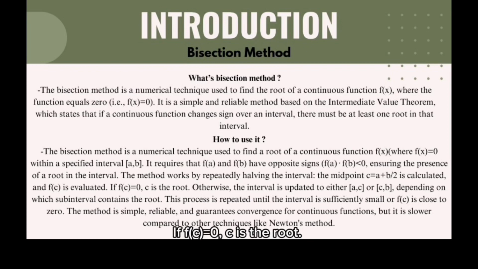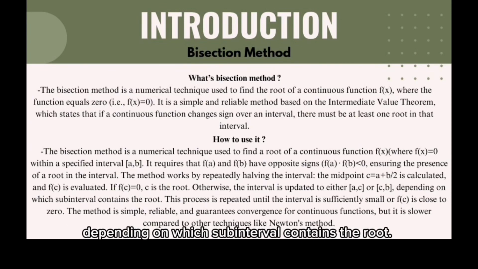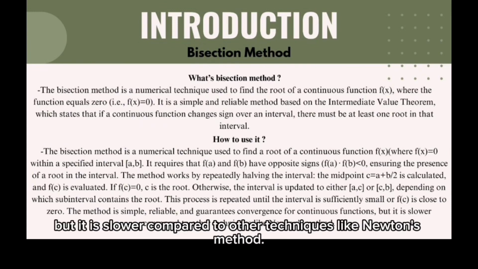If f(c) equals 0, c is the root. Otherwise, the interval is updated to either [a, c] or [c, b], depending on which subinterval contains the root. This process is repeated until the interval is sufficiently small or f(c) is close to 0. The method is simple, reliable, and guarantees convergence for continuous functions. But it is slower compared to other techniques like Newton's method.